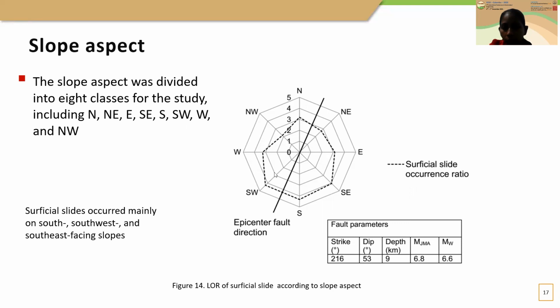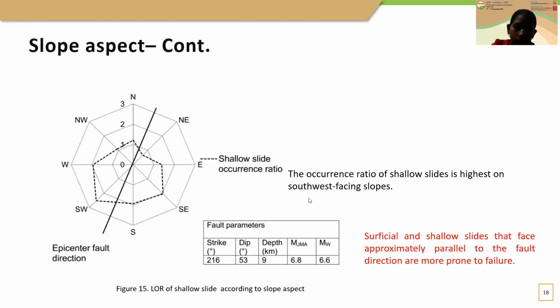The surface slide occurrence ratio for slope aspect classes is represented in figure 14 with the fault direction. You can see I have represented the fault direction from this line. Surface slides mainly occur in southwest, south and southeast facing slopes. And for the shallow slide, the occurrence ratio is highest on southwest facing slopes. However, this trend is moderate, and the change in LOR with the direction of the slope is continuous.